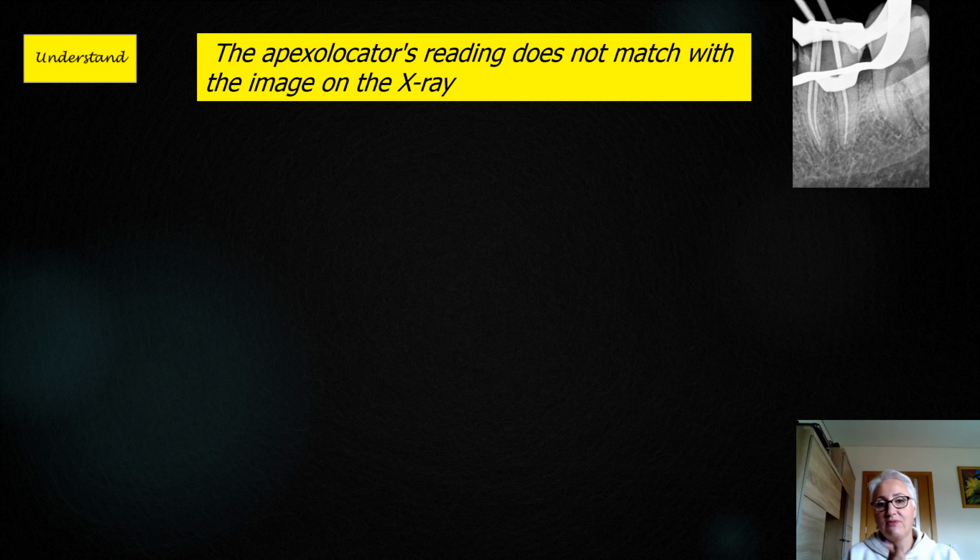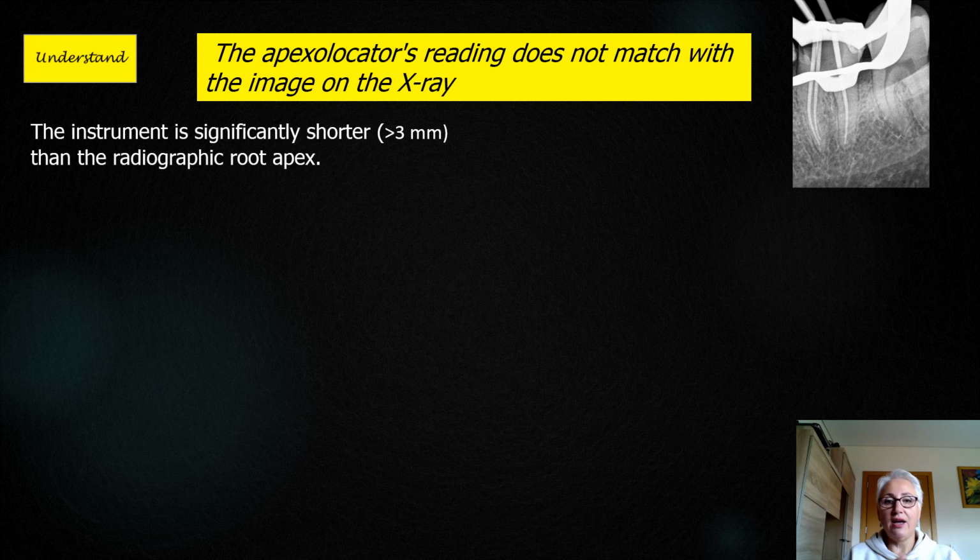So in some cases, the apex locator reading does not match the images of the X-ray. Sometimes the instrument could be significantly shorter, even more than 3 millimeters, than the radiographic root apex. If it's less than 3 millimeters, it could be normal, because you remember we were talking about the distance from radiographic apex to apical constriction, and it could be even up to 3.8 millimeters. So if your instrument is less than 3 millimeters from the radiographic apex, it is normal.